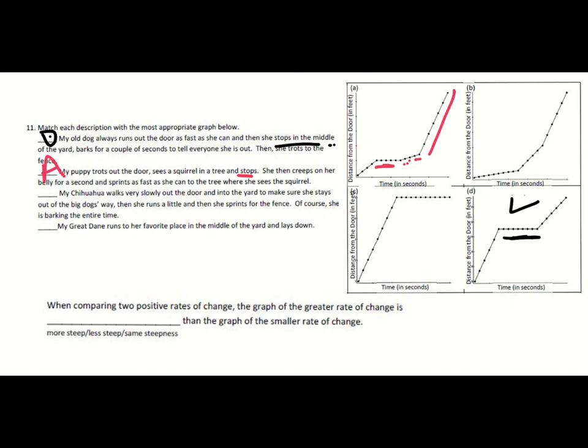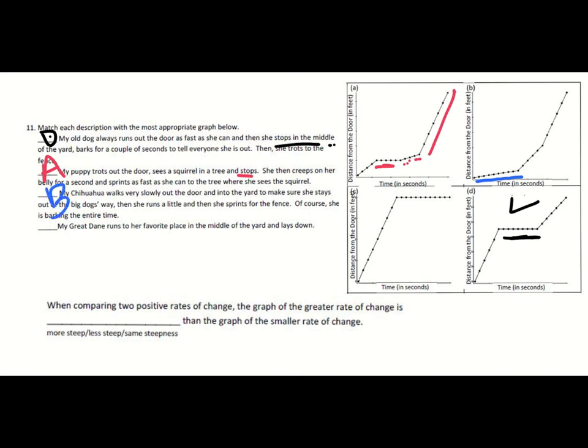My Chihuahua walks very slowly out the door into the yard and makes sure she stays out of the big dog's way. Then she runs a little and then sprints for the fence. Of course, she's barking the entire time. At the beginning, the Chihuahua walks very slow, which means they're not going at a fast pace, so they're not gaining much distance. So that's going to be B.